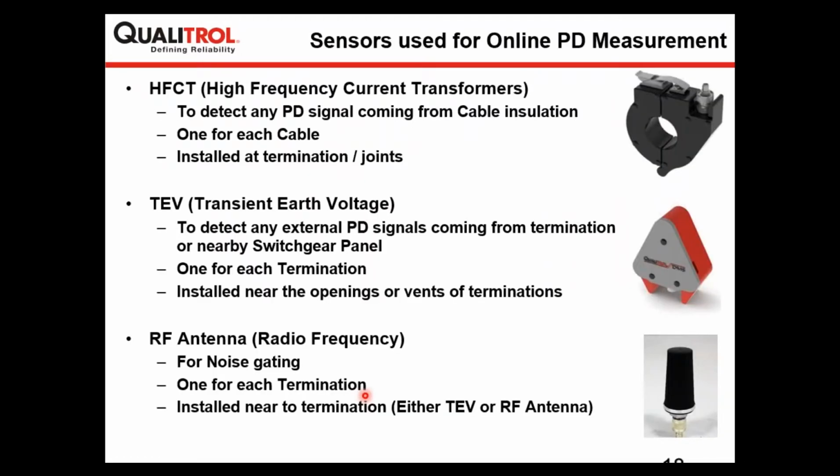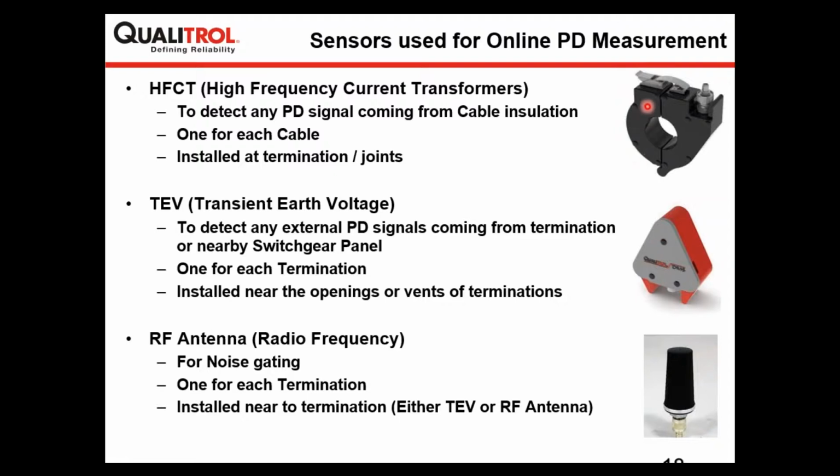So the sensors for online partial discharge measurement include the high frequency current transformer. This sensor is used to detect partial discharges which are traveling along the length of the power cable, and it is used one per cable earth. Along with this sensor, we use the transient earth voltage sensor, which is used to detect partial discharges happening at the termination of the power cable. So there will be 3 HFCTs detecting internal partial discharges, while the transient earth voltage sensor will be detecting the surface discharges happening at the termination point.